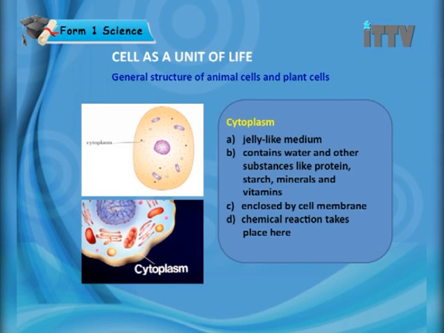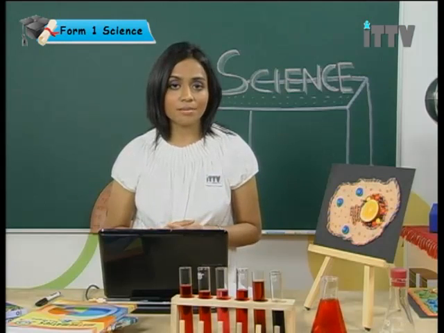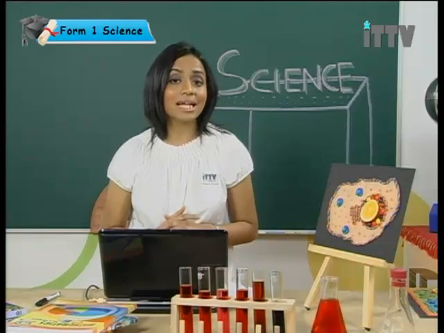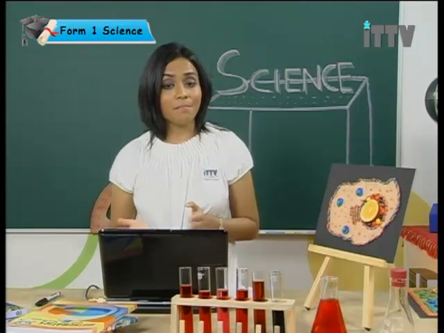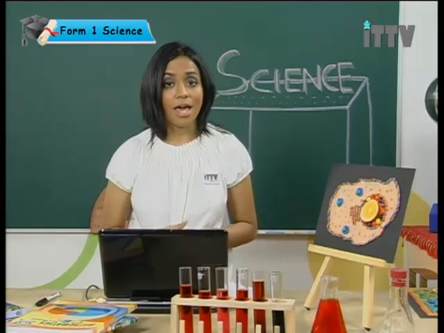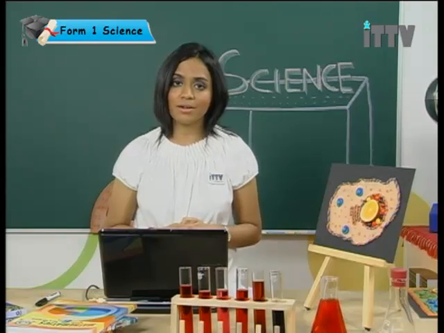Next, we have a look at the cytoplasm. It's a jelly-like medium. It contains water and other substances like protein, starch, minerals, and vitamins. It is enclosed by cell membrane. Chemical reactions take place in this place. So, what is the function of cytoplasm? Cytoplasm is where all activities of the cell take place. If you remember cytoplasm, remember jelly-like substance, and they are in the cell membrane, of course.